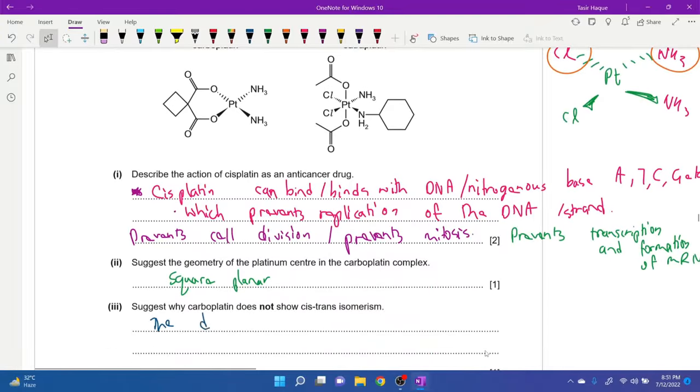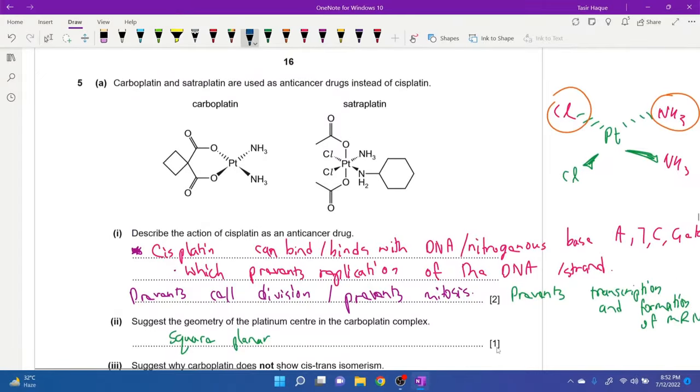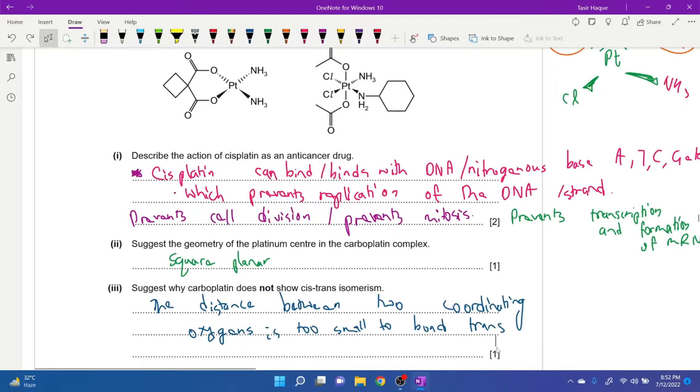They accepted these: the distance between the two coordinating oxygens is too small to bond trans. Basically, the trans isomer is not possible. You cannot move this one over here because the distance between them is too small.